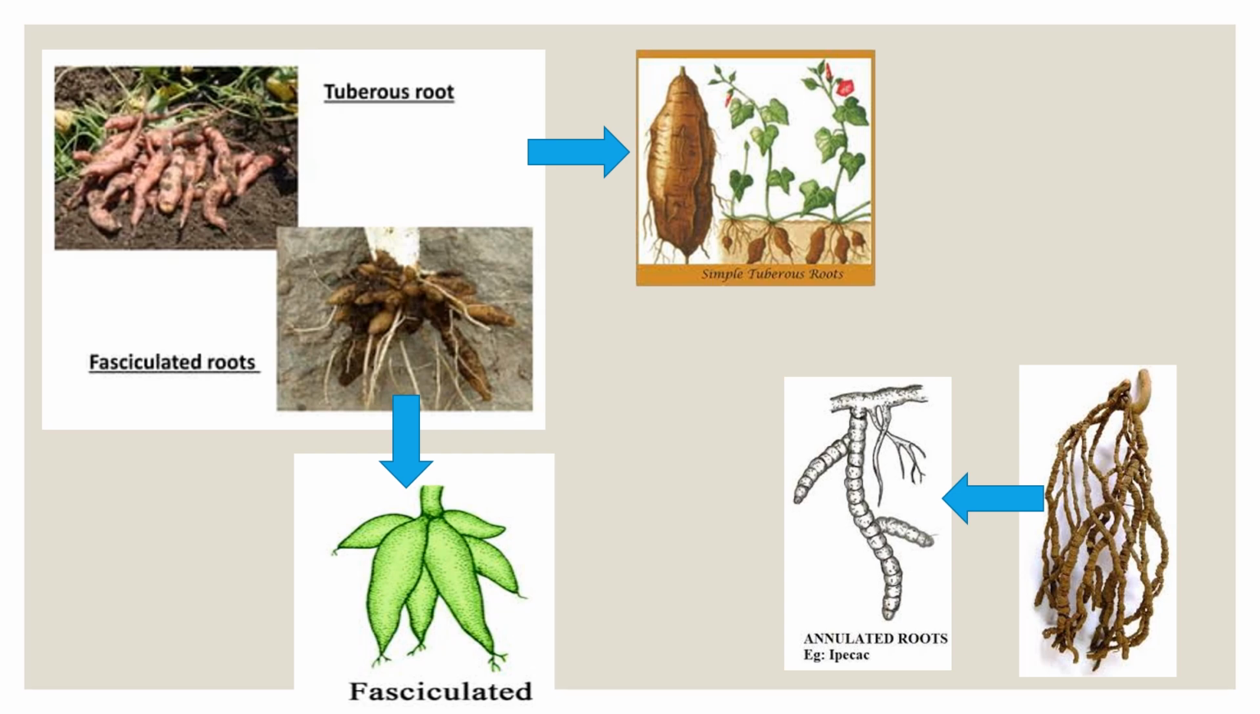Okay, and also, on your right hand, you can see annulated roots. We said it's like discs placed one over the other. You can see the shape of this root. We can find this type in the ipecac plant. Ipecac.